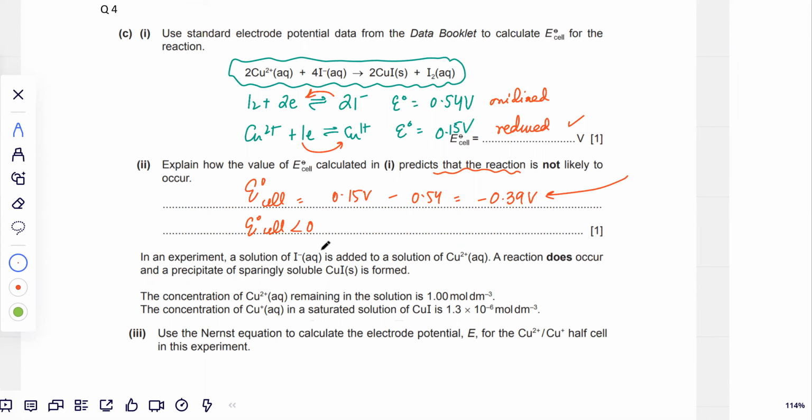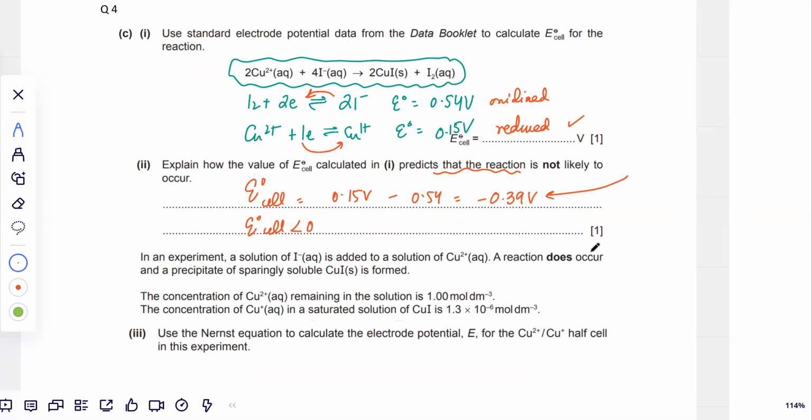Now, in an experiment, a solution of I minus 1 is added to a solution of copper 2 plus, and a reaction does occur. So he's saying that I minus 1 and copper 2 plus are added, and you actually get a reaction, and there is a reaction that's happening, right? So the concentration, now a reaction does occur.